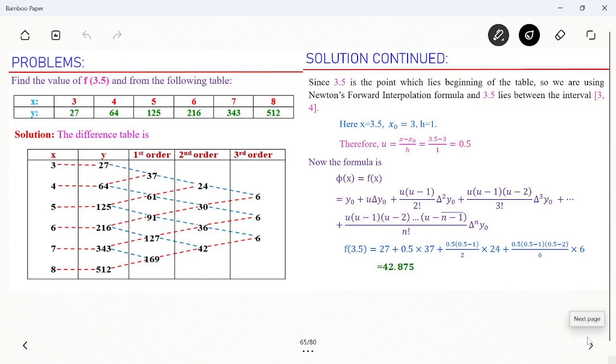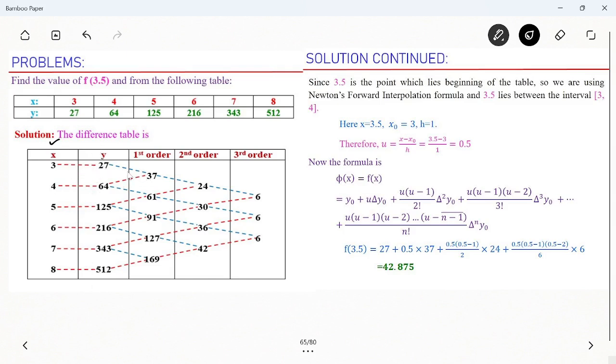Now there is a problem. We have to find out the value of f(3.5) from the following table. This table is given below. These are the values of x, and these are the values of y. So x is 3, 4, 5, 6, 7, 8, and these are the values of y. After that, first what we are doing, we are writing this difference table. X is these values 3, 4, 5, 6, 7, 8 and the values of y are these values.